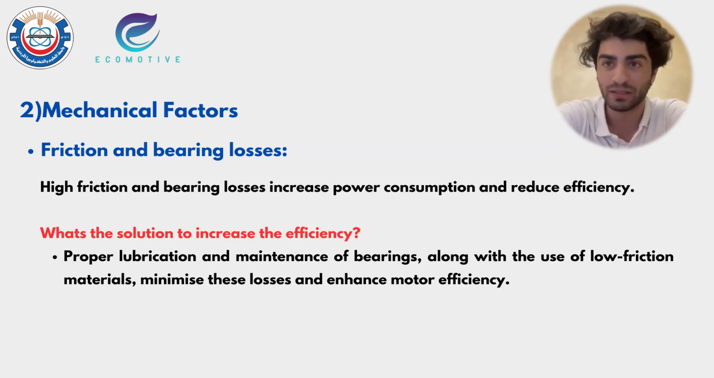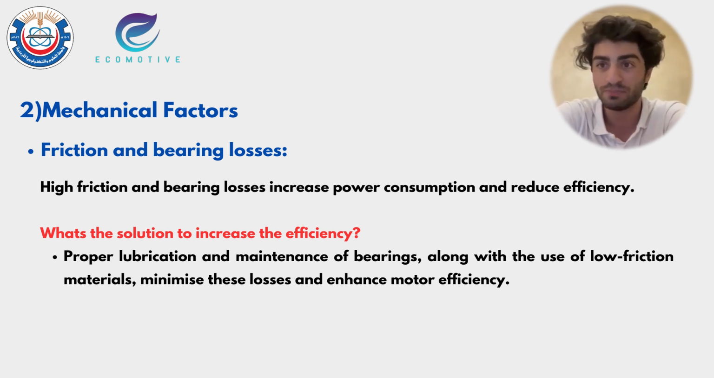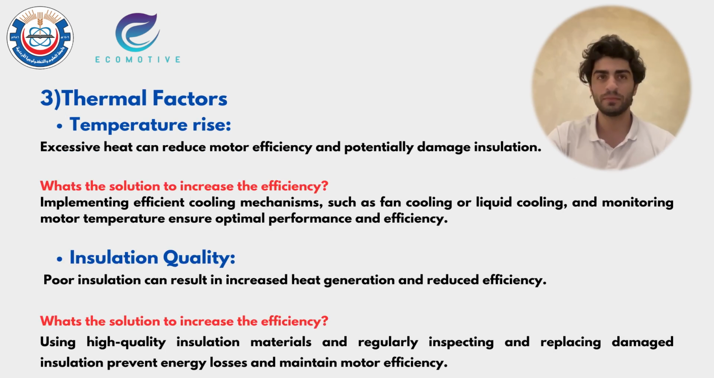Number two, mechanical factors. Friction and bearing losses. High friction and bearing losses increase power consumption and reduce efficiency. So what's the solution to increase the efficiency? Proper lubrication and maintenance of bearings, along with use of low friction materials, will minimize these losses and enhance the motor's efficiency.